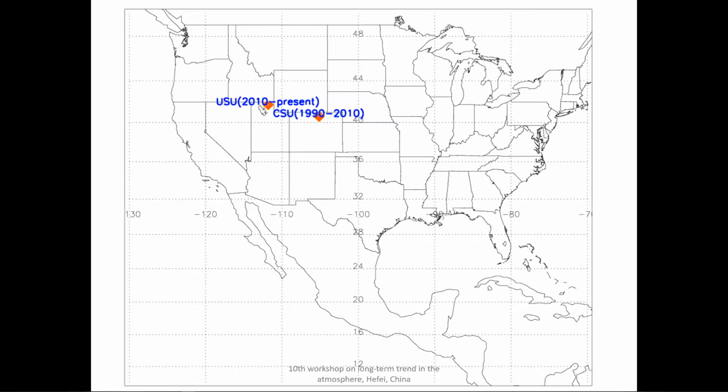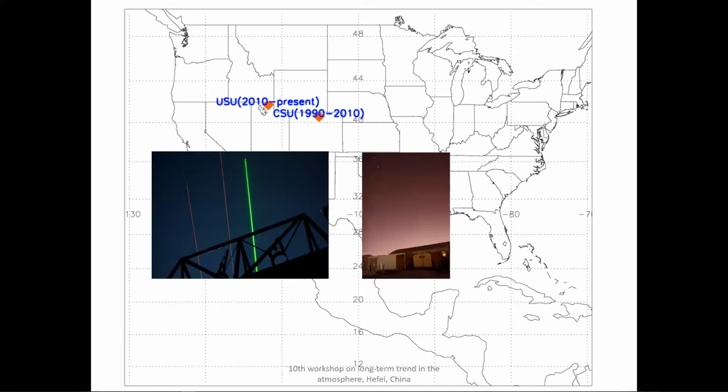The data we're using consists of LiDAR measurements in Colorado and Utah. The Colorado part covers the period between 1990 and 2010, and the Utah database covers the period between 2010 until present. These pictures show the LiDAR beams of the sodium LiDAR in Utah and Colorado. It's the same system. It has the capability of nighttime and daytime temperature and wind measurements, and also the sodium density.